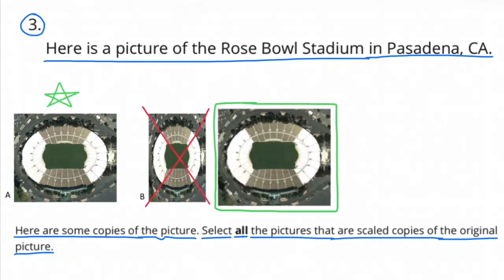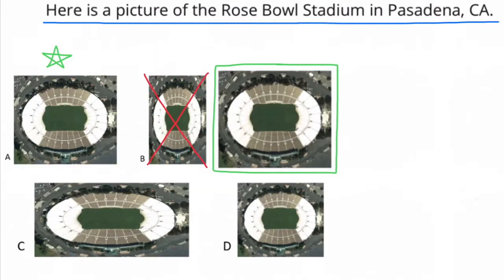Picture A appears to be a scaled copy because its height compared to the original picture looks just a little bit shorter, and its width also looks just a little bit shorter. But B is not. The height of picture B appears to be about the same, but the length of picture B is much shorter. Here's a look at pictures C and D.